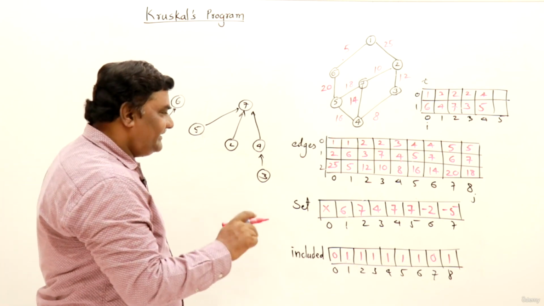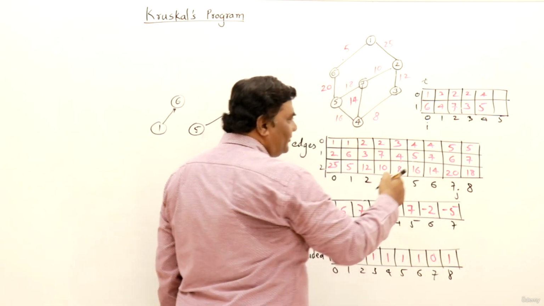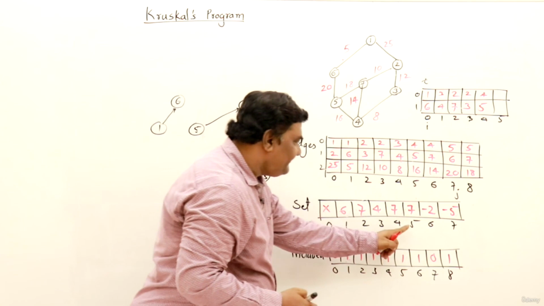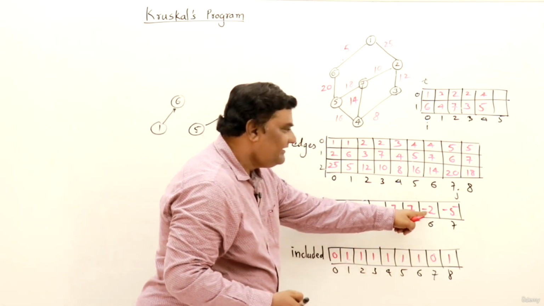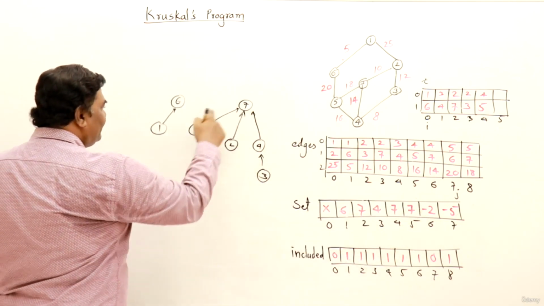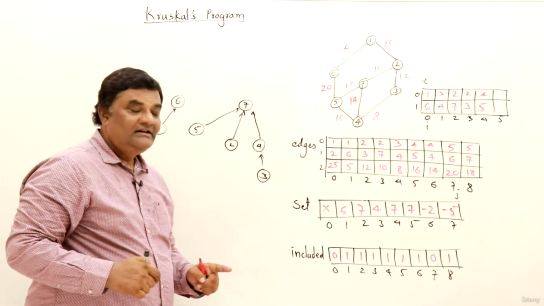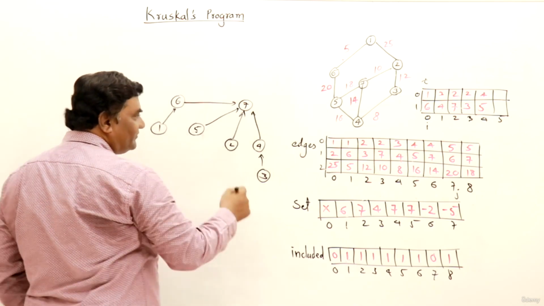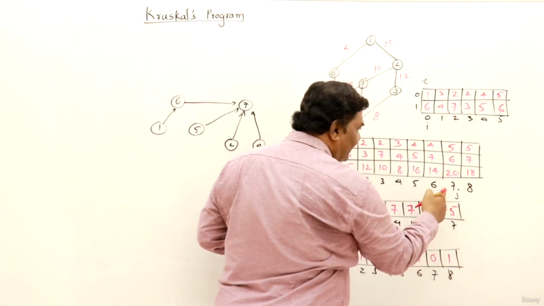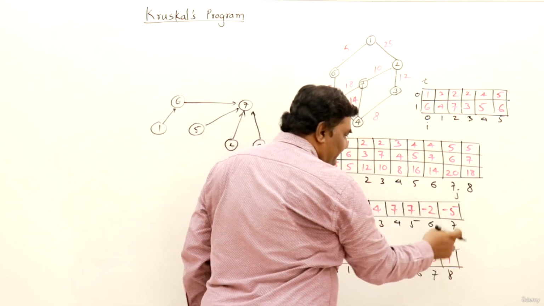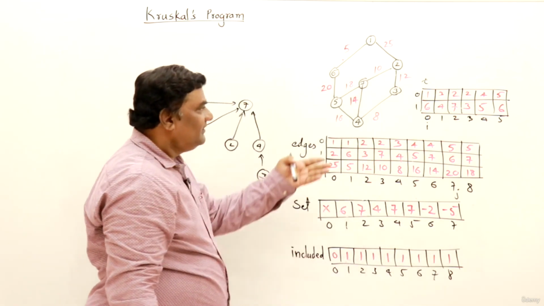Then next, find the next minimum. After 18, the next minimum is 20. That is 5, 6. Find 5: 7. Find 6: 6 itself is a parent. So find 5 is 7, find 6 is 6 only. These are different sets, so they are not forming a cycle. So just include this one. This 5, 6 is included in the solution, and mark this as 1. So the seventh one is 1. This is included.